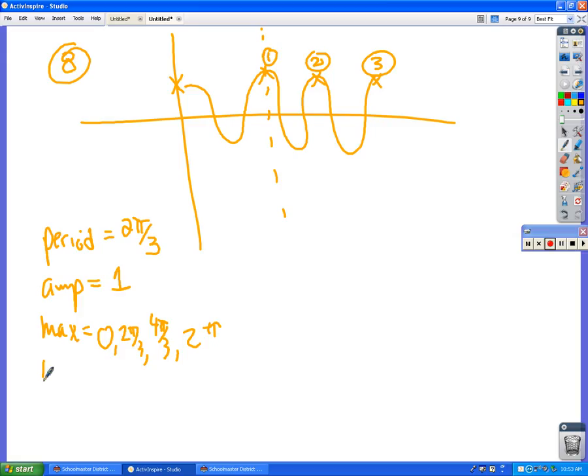Okay? All right, then we need the minimums. So that's here, here, and here. Well, if this happens at 2 pi over 3, this happens halfway in between, right? So that's going to be pi over 3.